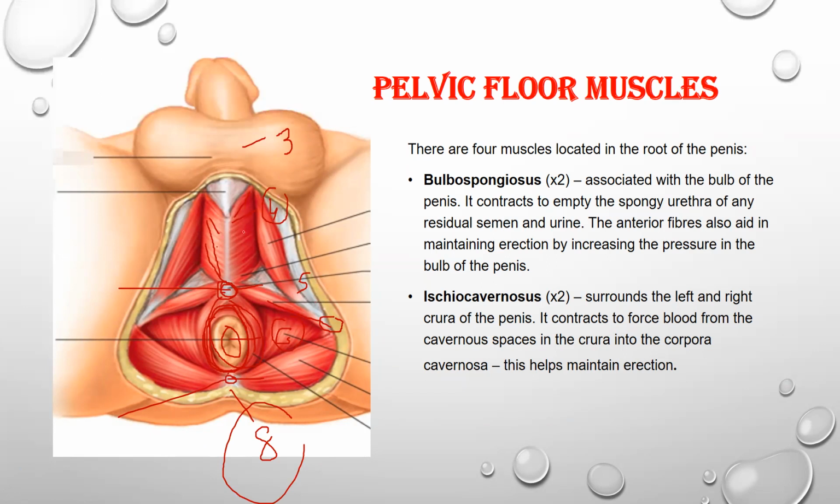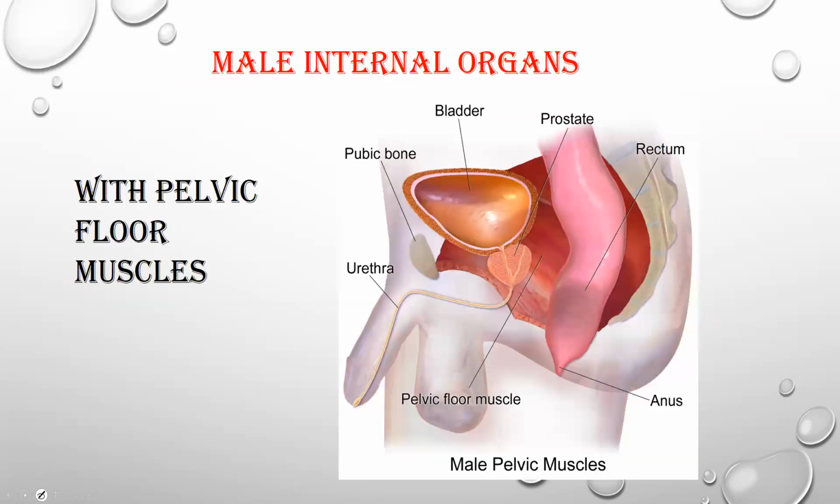These are the 2 muscles which are present here, bulbospongiosus and ischiocavernosus. We'll understand that in upcoming slides.